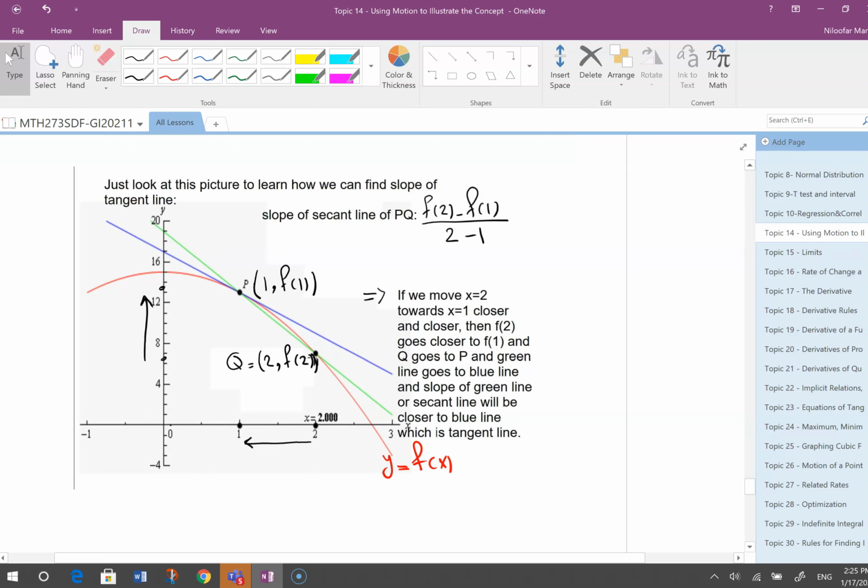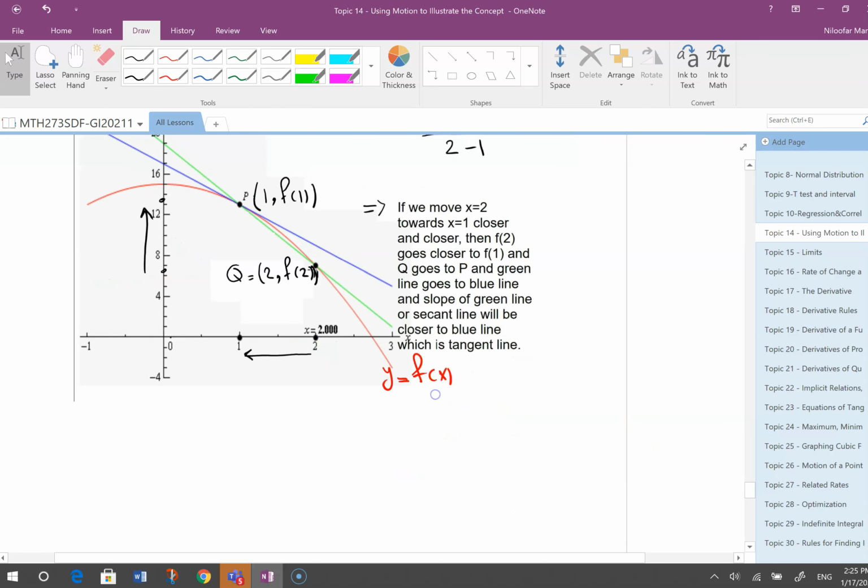This graph is y equals f(x). I want the slope of the blue line, which touches the graph just at P, which is (1, f(1)). If I say the slope of the blue line is f(1) minus f(1) over 1 minus 1, that's not defined. So yes, I talked about that.